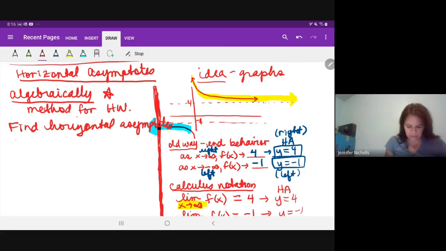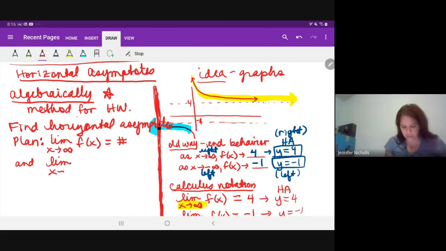This is your plan. Your plan is you need to find the limit as x approaches infinity of f of x, and you're supposed to get a number for it to be a horizontal asymptote. And you're also supposed to find the limit as x approaches negative infinity of f of x. And that could be the same number or a different number. So I'll put number 1, number 2, I guess. It does not have to be the same number, but it almost always is.